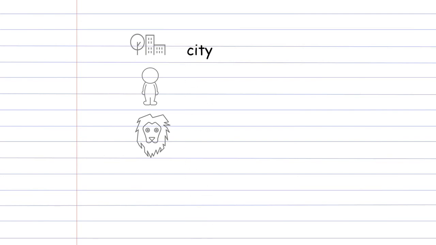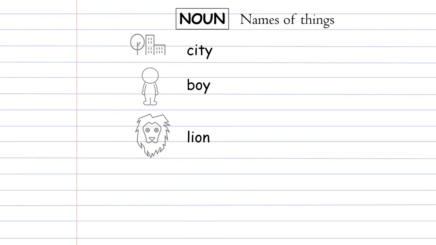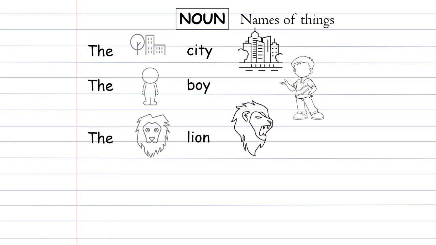City, boy, lion. Now they have names. And this is the first element of the speech, the noun, the names of things. We add an article to define it, and we have the city, the boy, the lion. And then, oh, look how different they look.